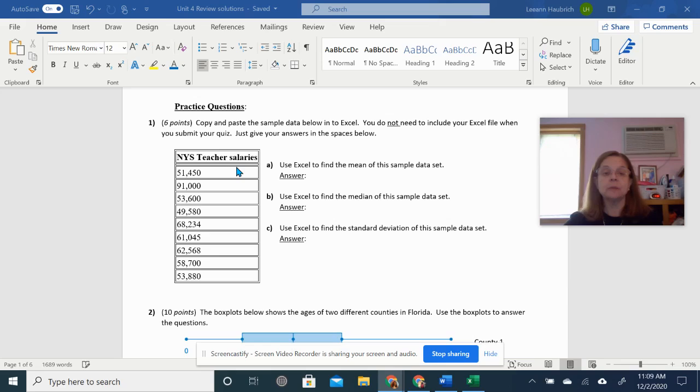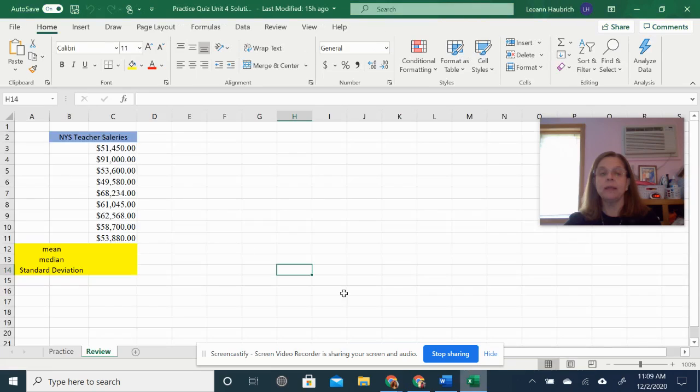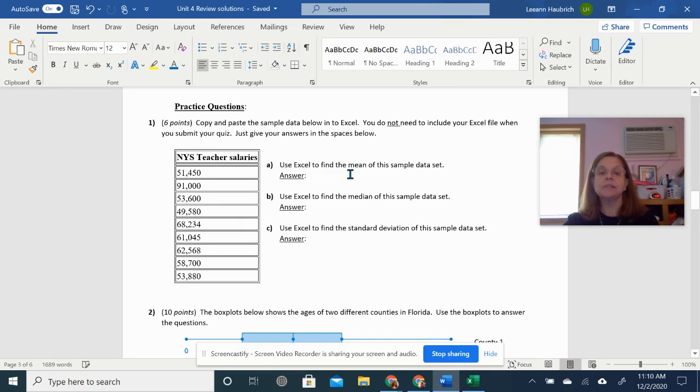So to make this go a little bit shorter, I've taken this list and I've already posted it in Excel over here. Hopefully you can see it. So I did hit the money icon, so everything turned to money. First question, use Excel to find the mean.